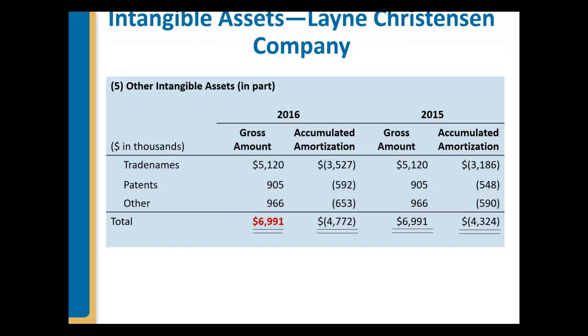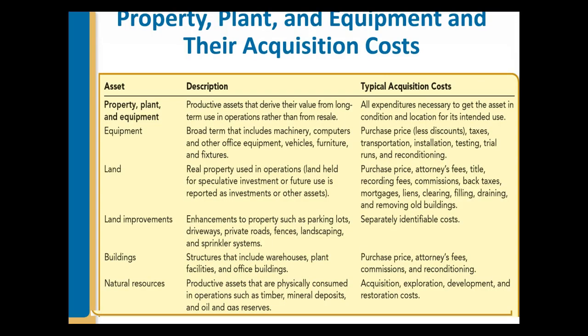In practice, some companies report intangibles as part of property, plant, and equipment, and others show intangibles as a separate balance sheet category. An example, Lane Christensen Company, a large construction and exploration company, reported goodwill of $8,915,000 and other intangible assets of $6,991,000 in a recent balance sheet. A disclosure note provides details of the other intangible assets.